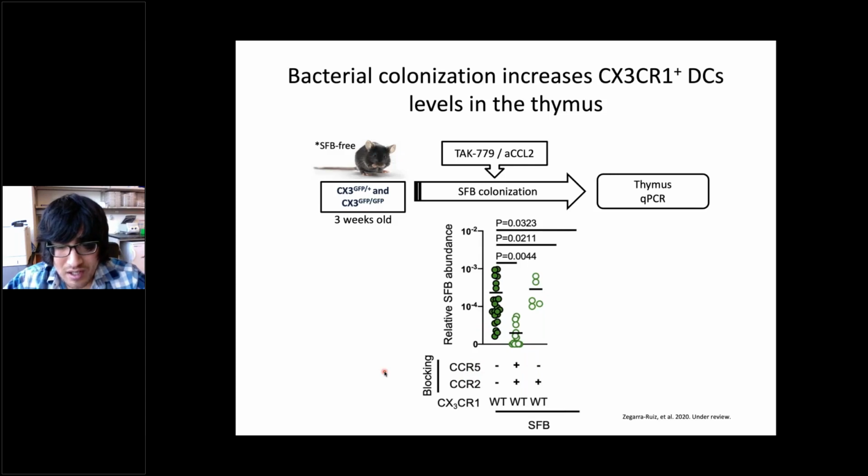And when we block only CX3CR1 using the CX3 knockout mice, we also see a pretty considerable decrease of SFB DNA in the thymus. And when we block all, basically CCR5, CCR2, and in mice that do not express CX3CR1, we basically find no SFB DNA in the thymus of these mice, suggesting that mainly CCR5 and CX3CR1 signaling is important for the bacterial DNA to reach the thymus.